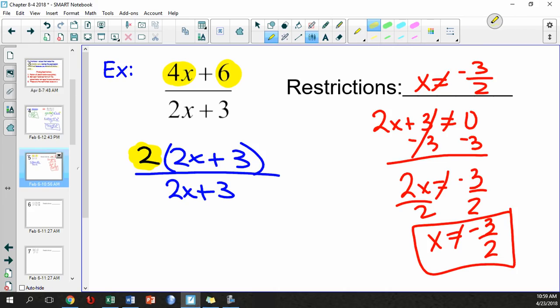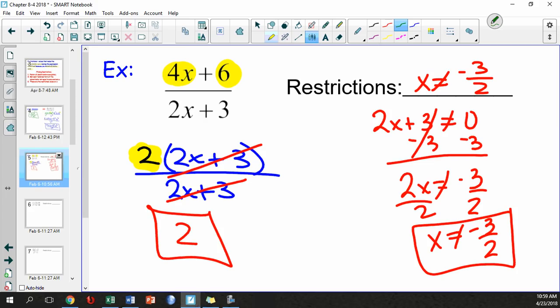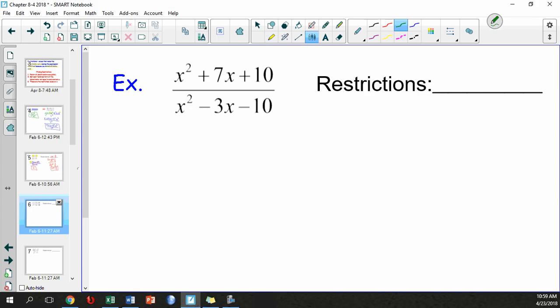looking at this 2 right here, a common factor of 2 anywhere in the denominator? I do not. Okay. What about the expression 2x plus 3? Do I have exactly a 2x plus 3 expression in both the top and the bottom? I do, so those can both go away. So my expression simplifies down to just be the value 2. Do we all understand that, yay or nay? Okay, moving right along, next example, here we go.